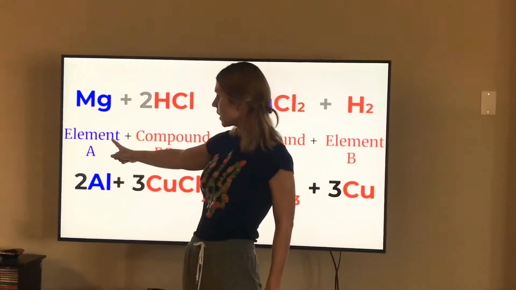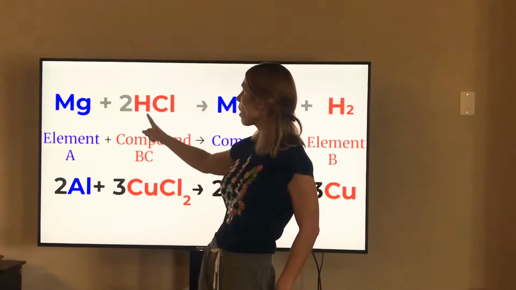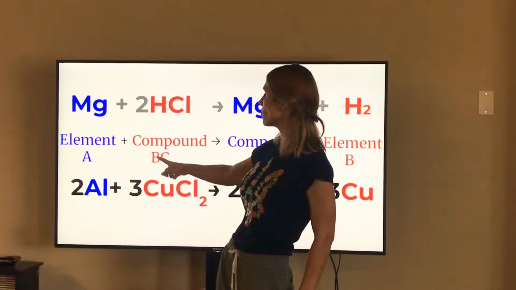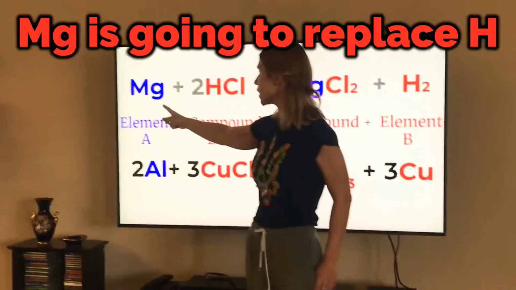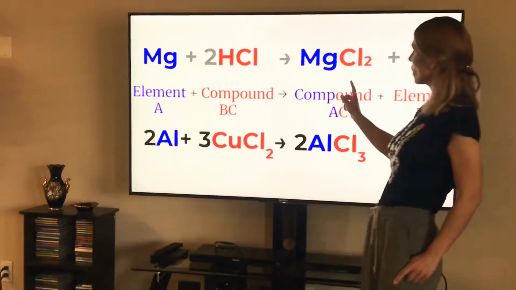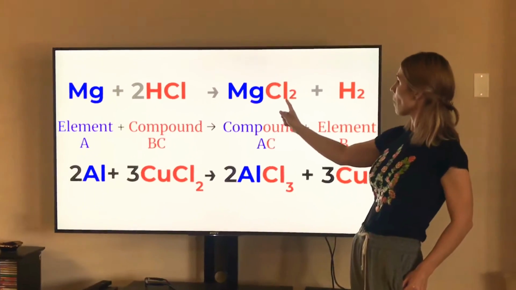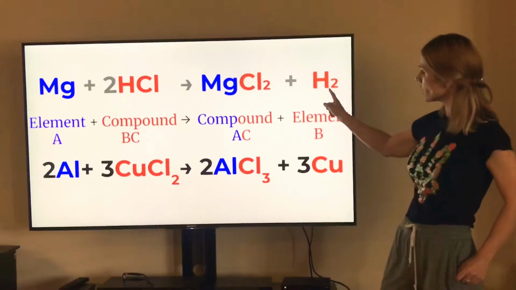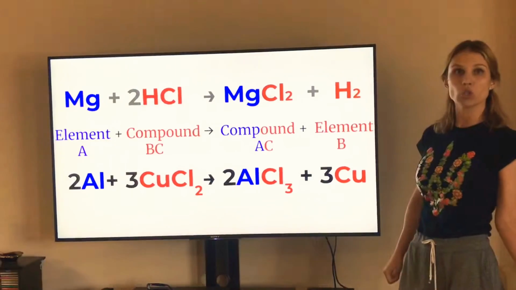So watch over here. This is your element, magnesium. This is how it's single. Your compound is HCl because it's made of 2 elements. What's going to happen is Mg is going to replace H. So look over here. Mg goes with Cl to form a compound, plus hydrogen as a single element. So there is always 1 element that is going to be replaced.